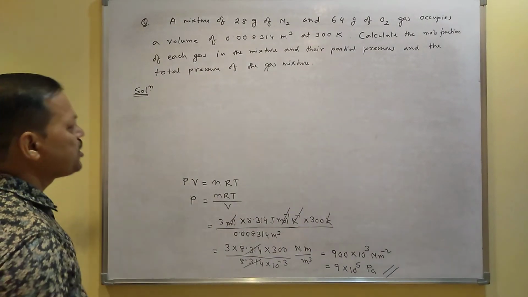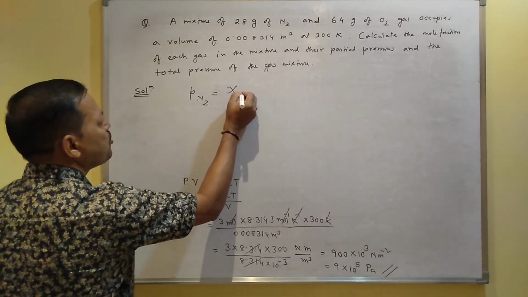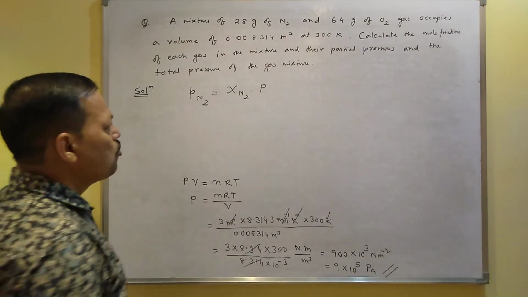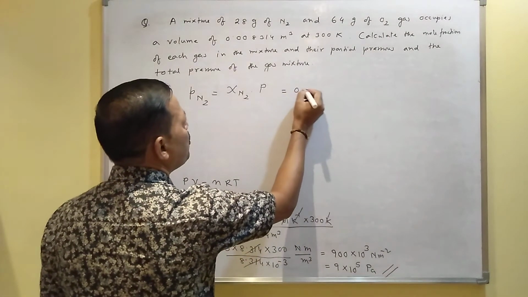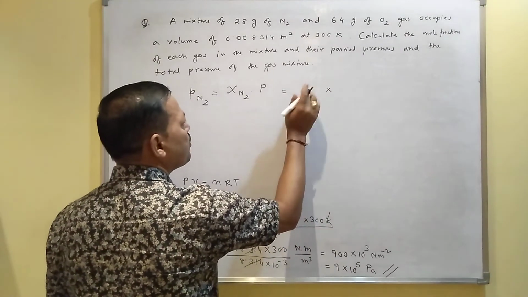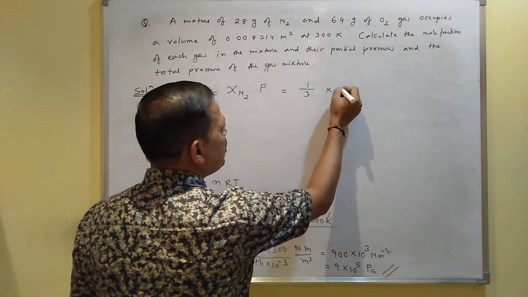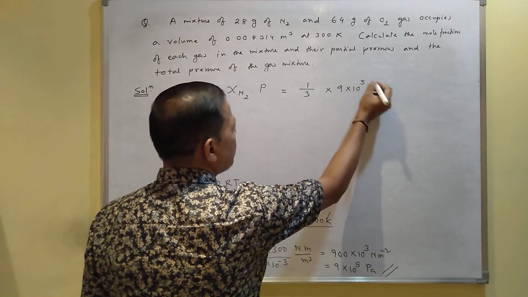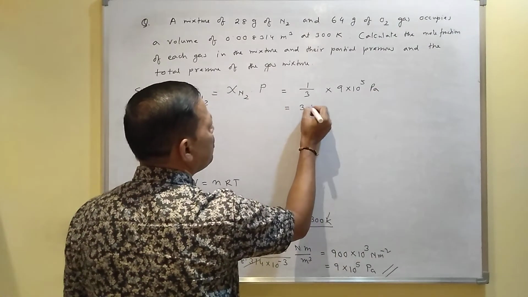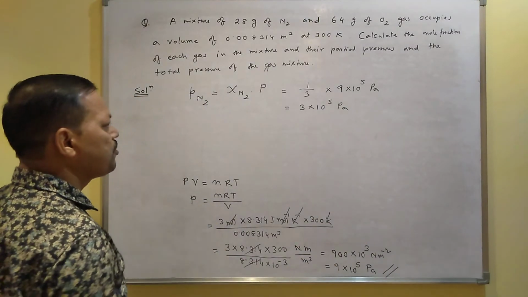So to determine partial pressure of the gas, partial pressure of nitrogen is equal to mole fraction of nitrogen multiplied by total pressure. Mole fraction of nitrogen you have got 0.33, which means 1 by 3. Total pressure you have got 9 into 10 to the power 5 Pascal. So ultimately you will get 3 into 10 to the power 5 Pascal. And this is the partial pressure of nitrogen.